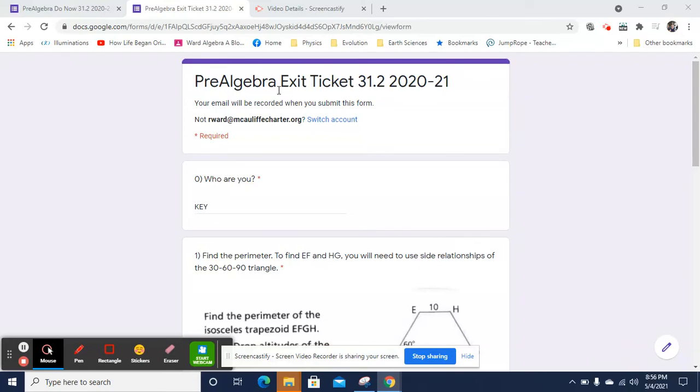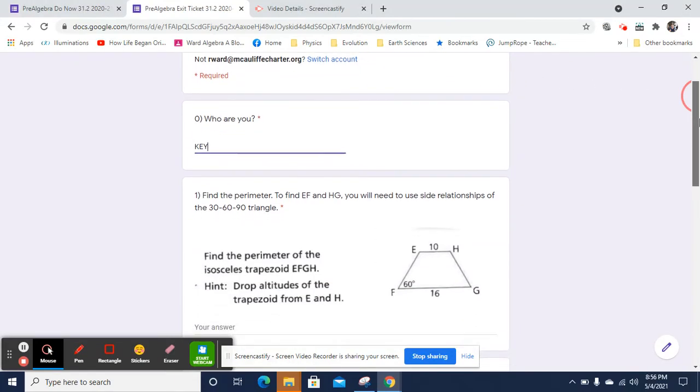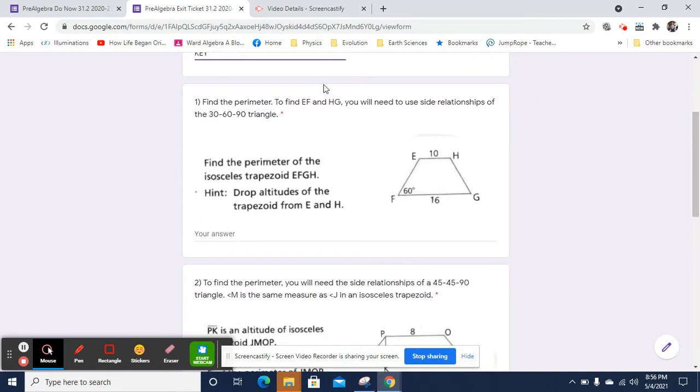This is Mr. Ward, and this is the pre-algebra exit ticket 31.2 video key, and let's go ahead and do this. So we're supposed to find the perimeter of this isosceles trapezoid. So let's look at the information we have.